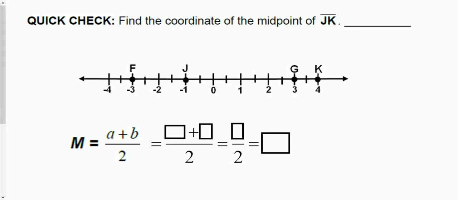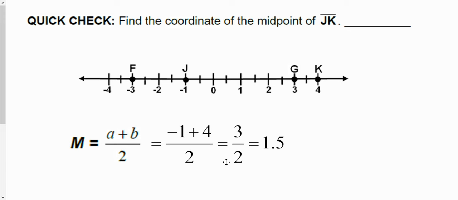Alright, you've got the quick check there. You can try that. You can pause the video and check it in a minute. So they want the midpoint of JK. So J was -1 plus K is 4. You can do that all at once on your calculator if you want and get the answer, which is 1.5. Those would add up to 3, and 3 divided by 2 is 1.5, or the fraction.